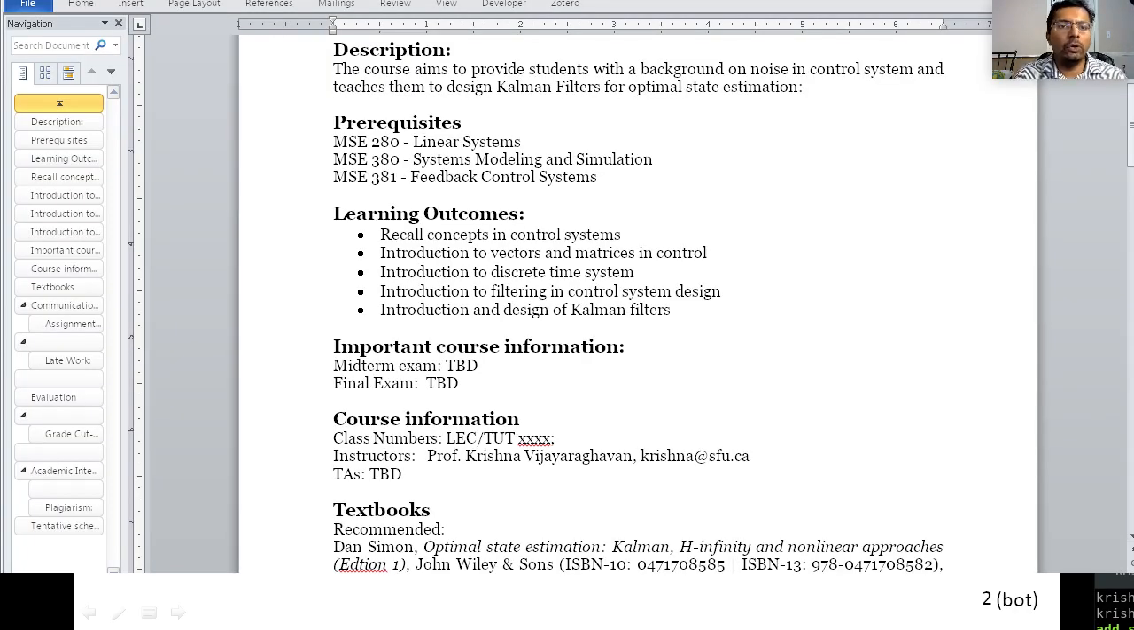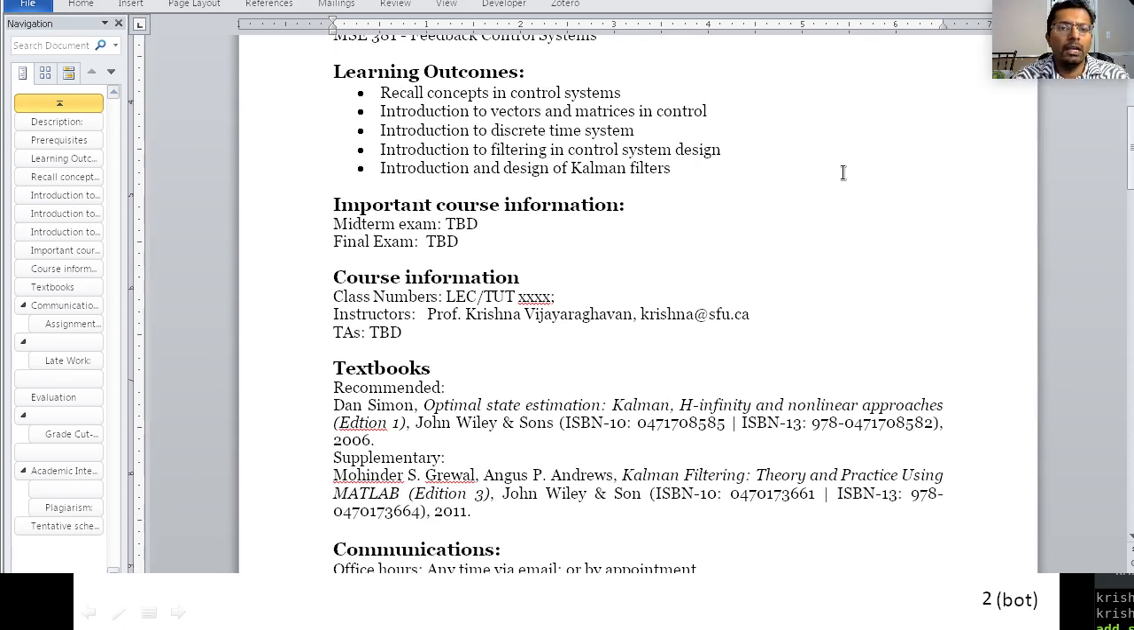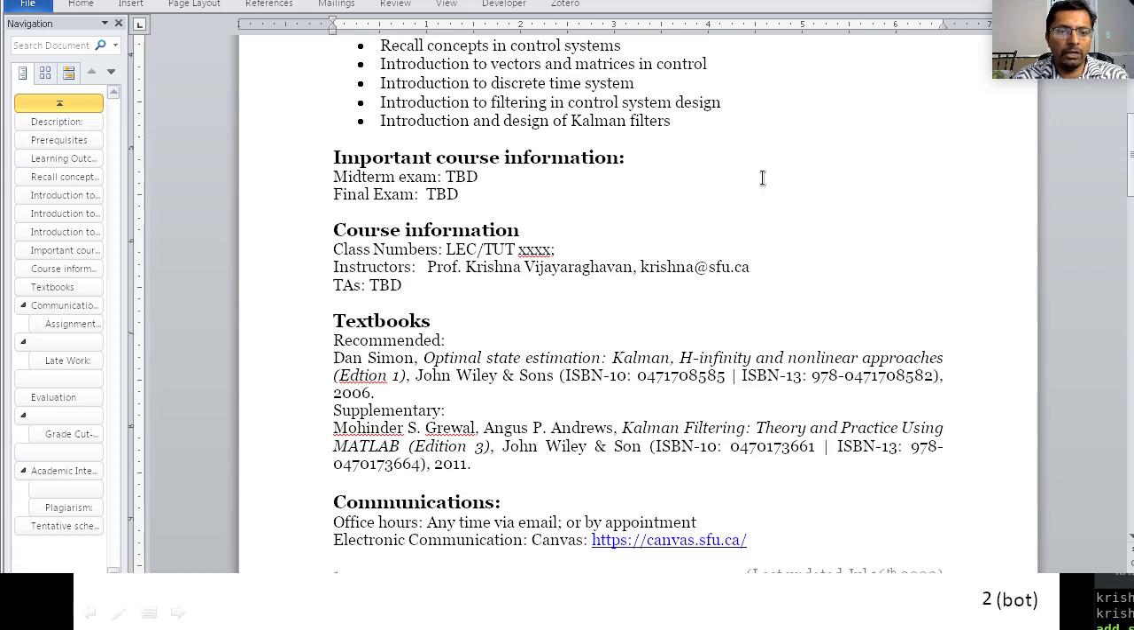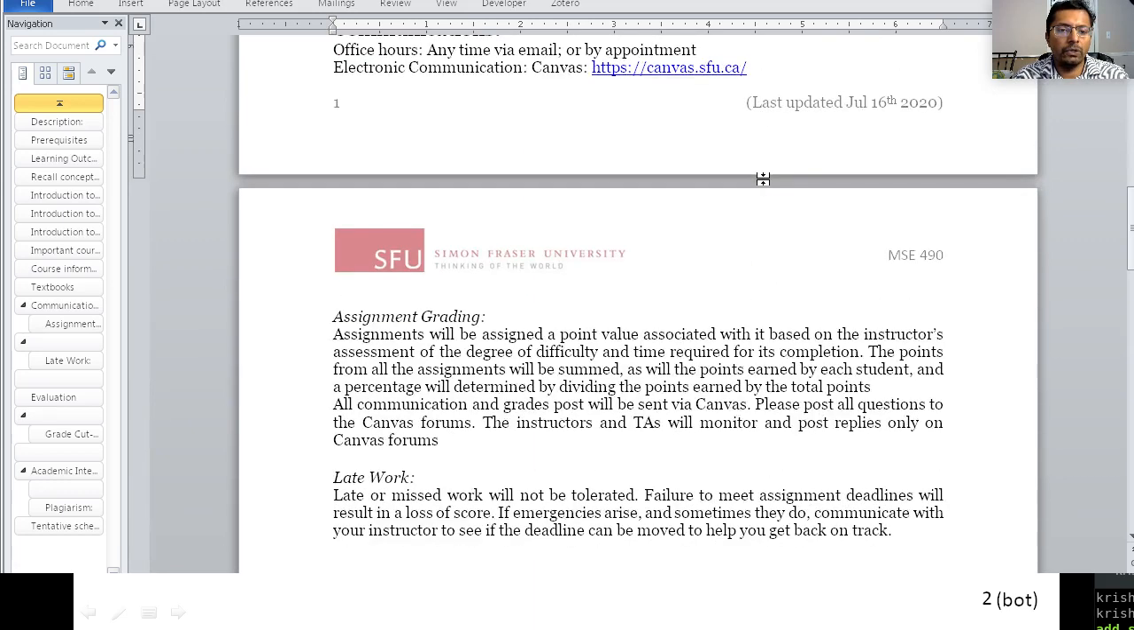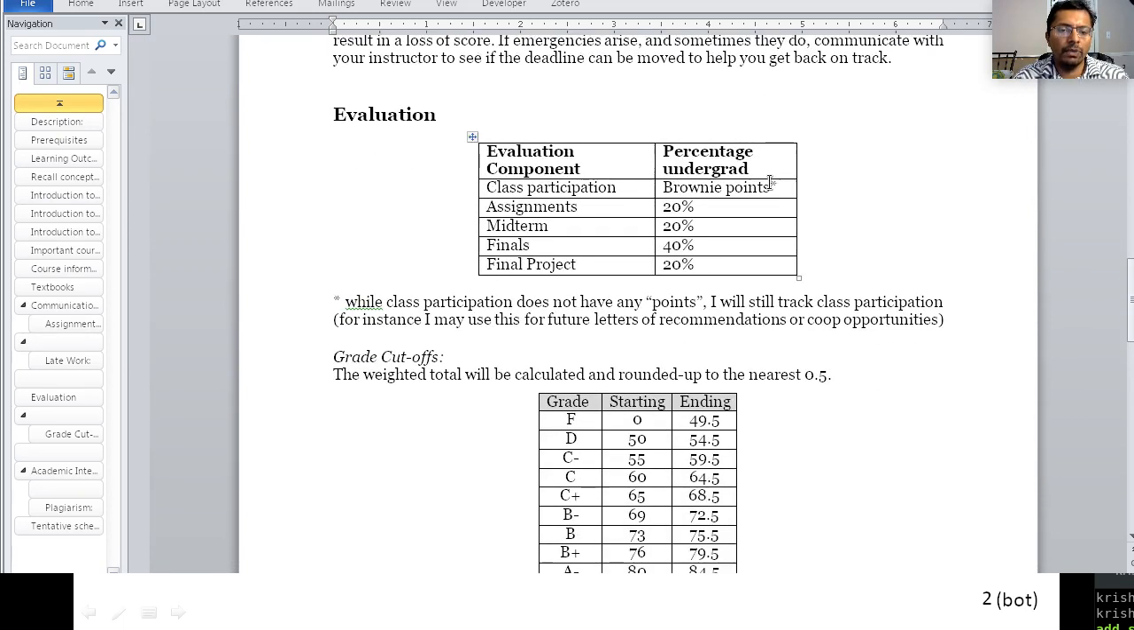So this is going to be the course overview. The objective of the course is obviously to cover Kalman filtering. If you're doing this in MSE, your three prerequisites are going to be linear system, system modeling, and control and feedback. So this is going to be provided to you. The learning outcome is to recall concepts and then mainly focus on Kalman filtering. This is the policy on the course assignments and so on.